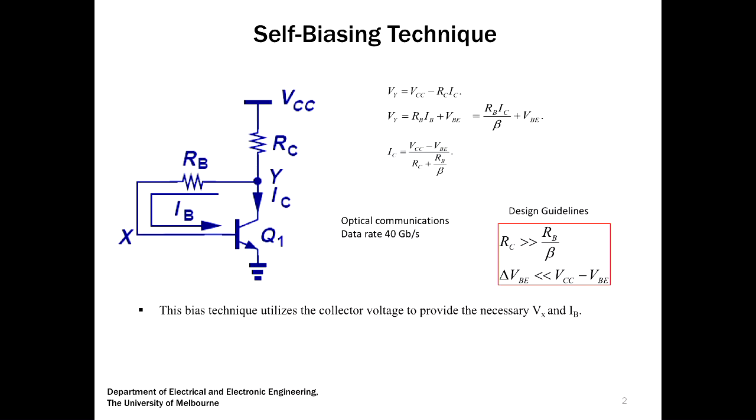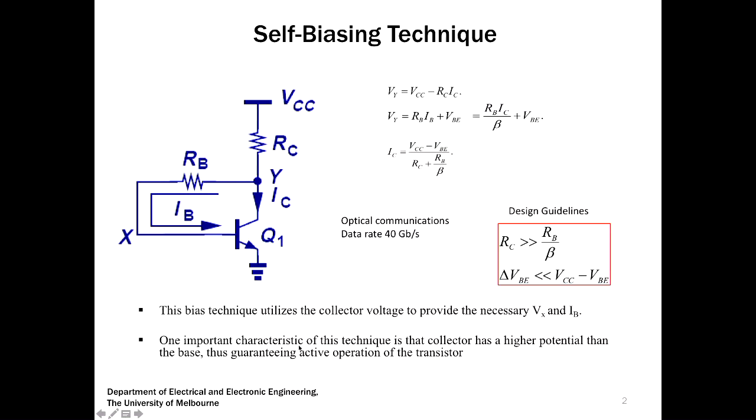This bias technique utilizes the collector voltage to provide the necessary Vx and Ib. One important characteristic of this technique is that the collector has a higher potential than the base, thus guaranteeing active operation of the transistor. But still, even if you check it here, you still got that VB issue. You know what I meant? The VB we don't know exactly. So this is another disadvantage. But this one is widely used because of this advantage: it will always be in the active region.